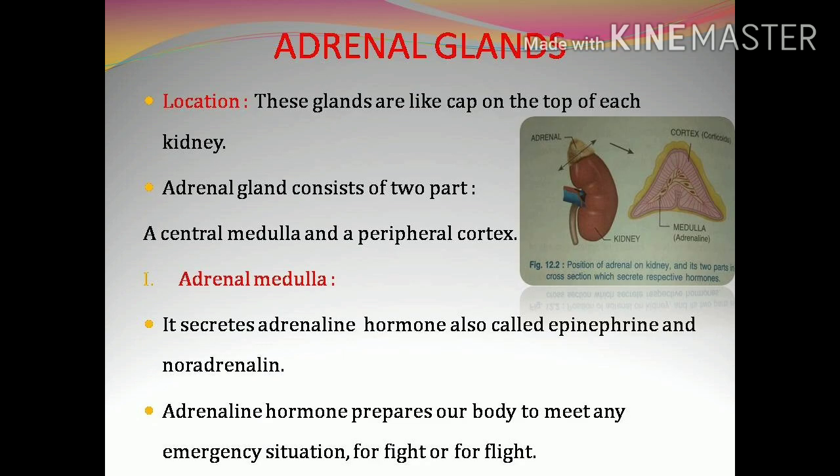First gland we can study, that is the adrenal glands. The adrenal glands are cap-like structures on the top of the kidney region. On the top of both the kidneys, there is a cap-like structure. That cap-like structure is called adrenal glands. Each adrenal gland consists of 2 parts.